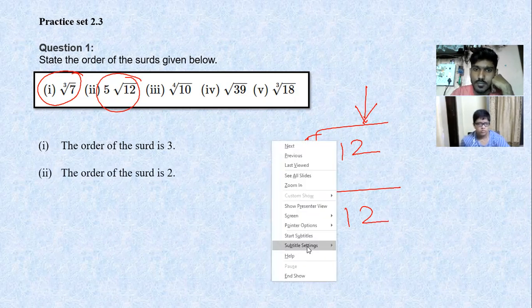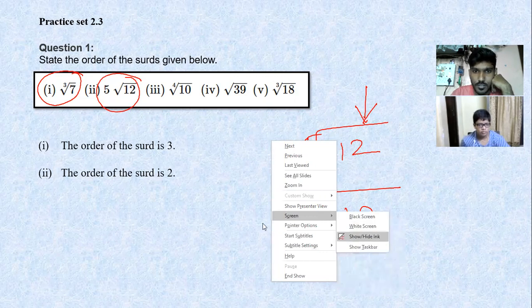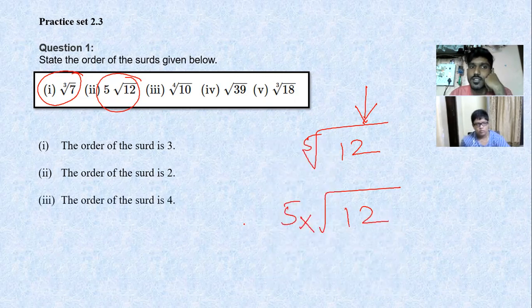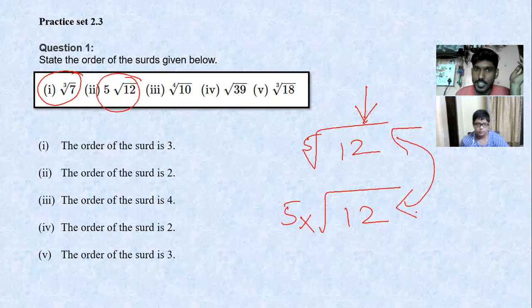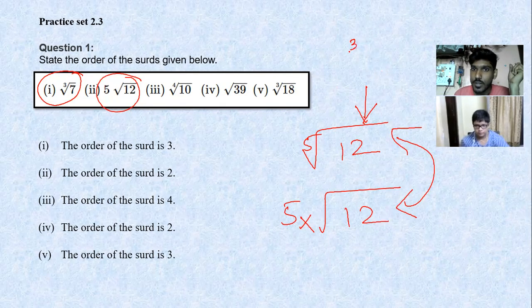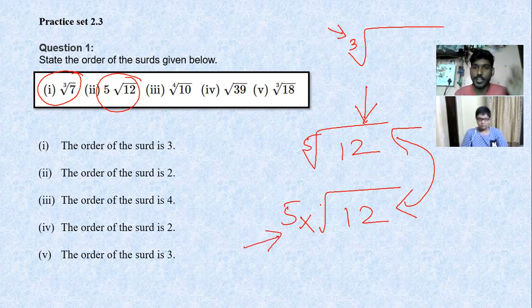For the third one? 4. Correct. Next, for the fourth one? 2. Correct. And last? 3. So the order of the surd is 3. So now you know how to identify the order. Don't get confused between these two. These are completely different. When the number is on the radical sign like this, then you say third root, cube root, fourth root, fifth root, and so on. But if it is beside it like this, then it becomes multiplication, like 5 into root of that whatever. Is it clear?